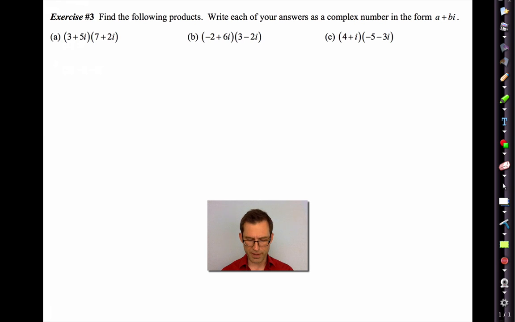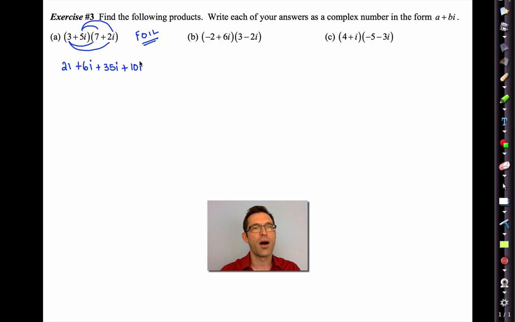Now, what I'm hoping is that you treated this almost like a FOIL problem. By that I mean I hope you did 3 times 7, which gives you 21, 3 times 2i, which will give you 6i, 5i times 7, which will give you 35i, and 5i times 2i, which will give you 10i squared. Now, some of this is pretty easy. The 21 is what it is. 6i and 35i is 41i.